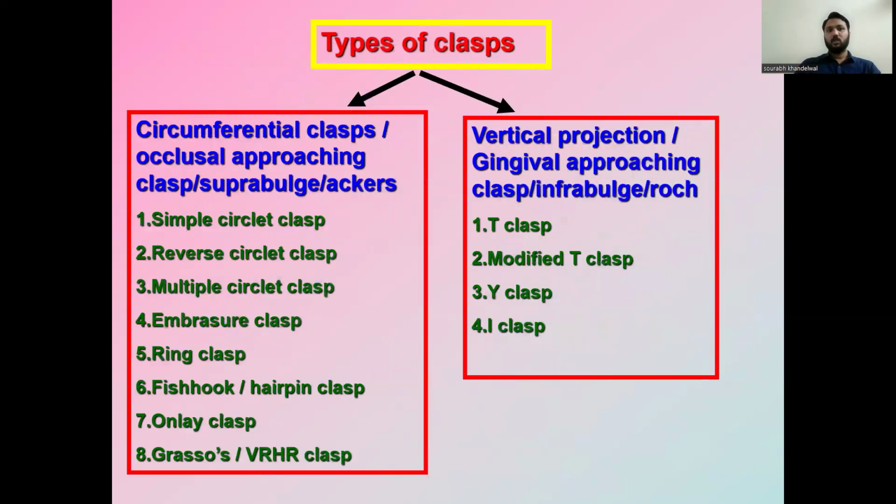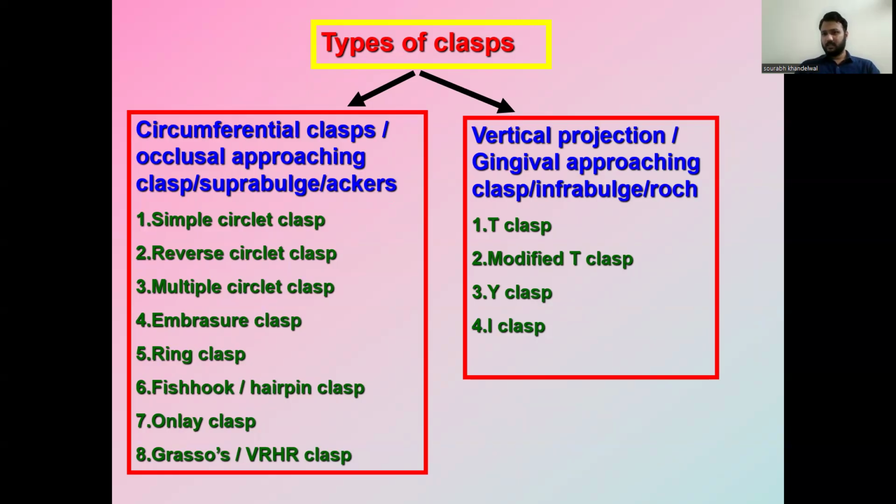Then types of clasp. Circumferential clasp, also called occlusal approaching clasp, and suprabulge or Akers. Now we'll see one by one. First is the simple circlet clasp, reverse circlet clasp, multiple circlet clasp, embrasure clasp, ring clasp, fish hook, hairpin clasp, onlay clasp, grasshopper clasp. And the next one is the vertical projection clasp or gingivally approaching clasp or infrabulge or Roach clasp.